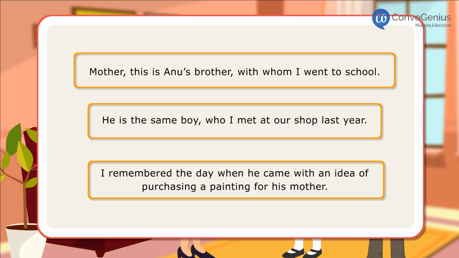In the first sentence, the relative pronoun whom is used as the object of a preposition. In the second sentence, the relative clause is introduced by the relative pronoun who. In the last sentence, the defining clause is introduced by when, in the sense of in which.